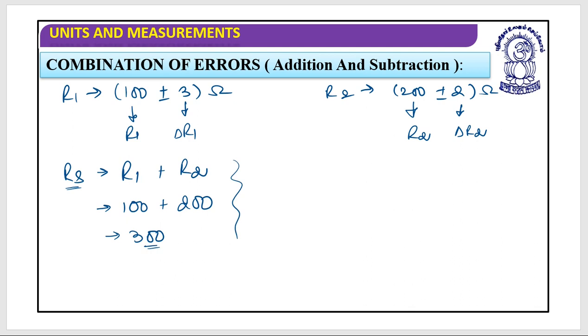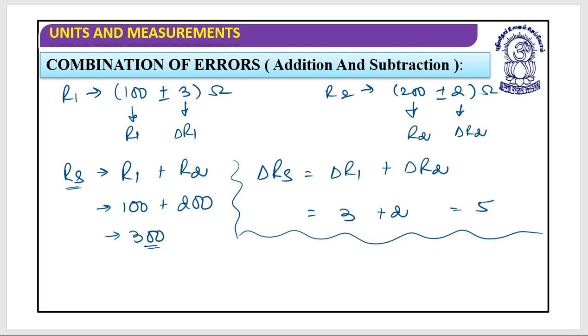While calculating the error, delta RS, I need to add the errors: delta R1 plus delta R2. Delta R1 is 3, delta R2 is 2, and this equals 5. This is the error in the series combination. If they ask for relative error, I need to do delta RS divided by RS, which is 5 by 300.